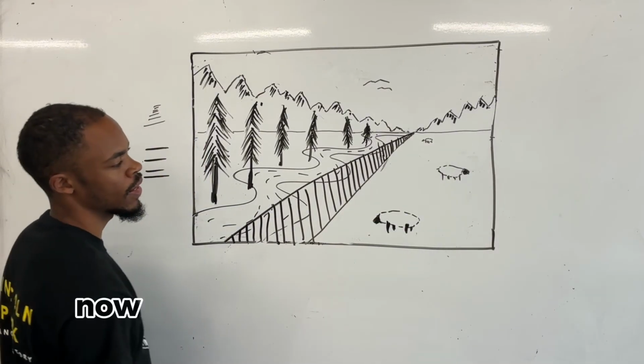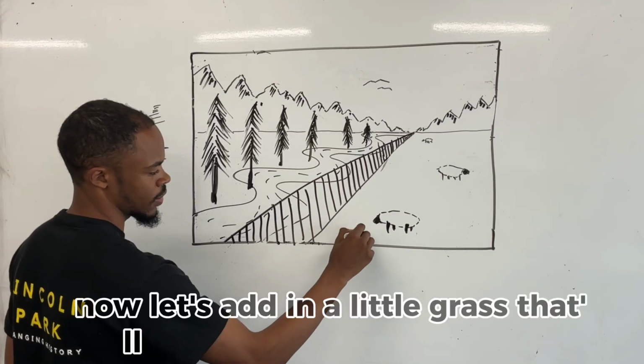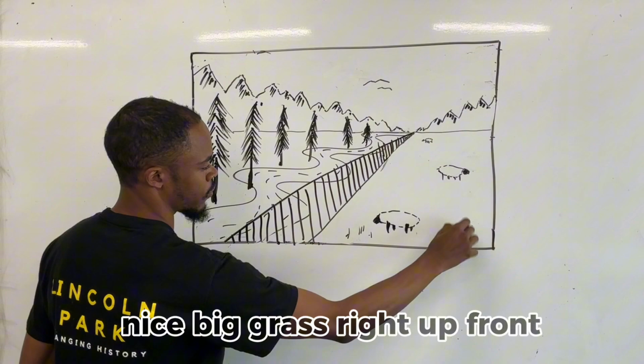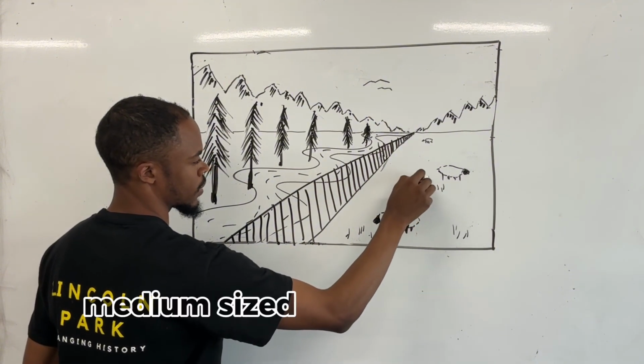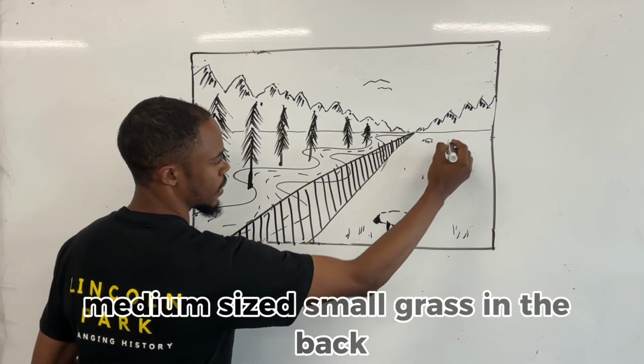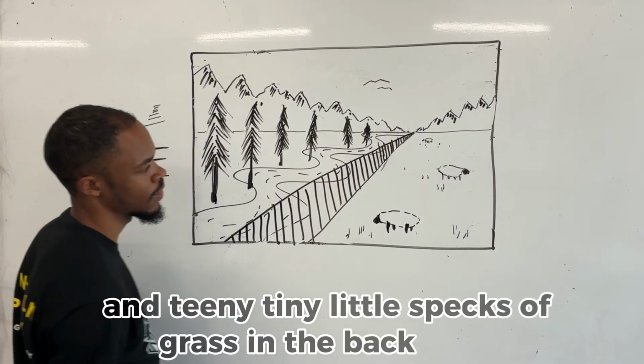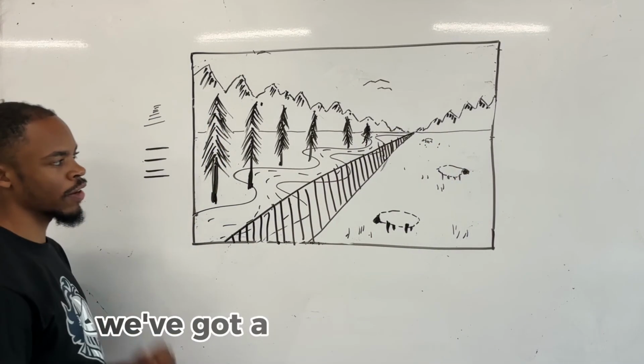Awesome. Now, let's add in a little grass. That'll be nice and big right here. Nice big grass right up front. Medium-sized small grass in the back. And teeny tiny little specks of grass in the back. Great. We've got a great drawing here now.